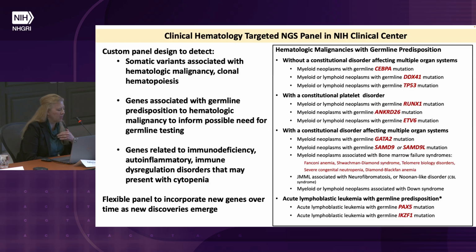Obviously, these have to be followed up with bona fide germline testing. And additionally, now we're adding genes that are related to immunodeficiency, autoinflammatory disease, or immune dysregulation disorders that may present with cytopenia. We also have a panel approach that we want to incorporate new genes over time as new discoveries emerge.